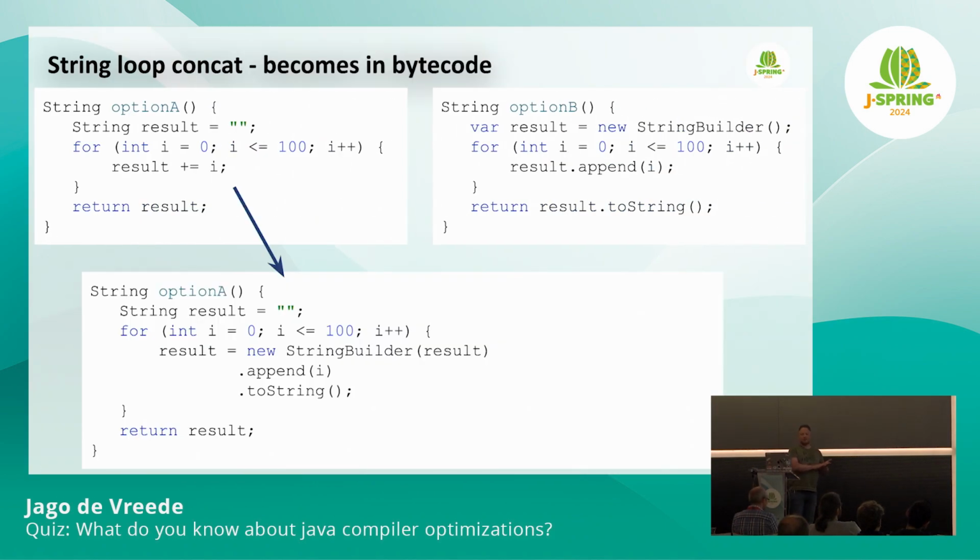So what's happening? In bytecode, in that loop, there will be a string builder constructed every single loop time. So that's why it's a little bit slower. Not by much, but it's a little bit slower. So don't do this. Create a string builder outside of your loop.